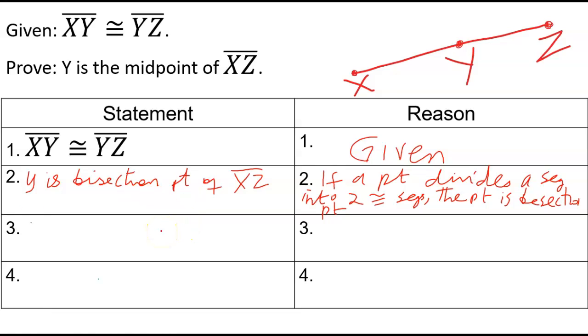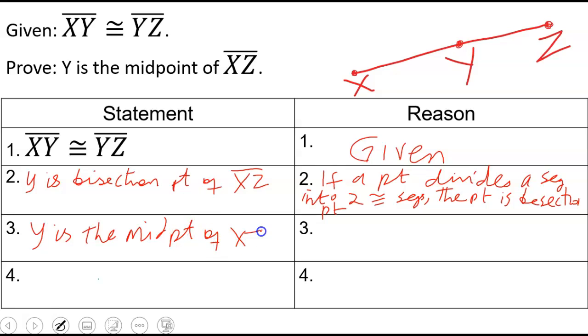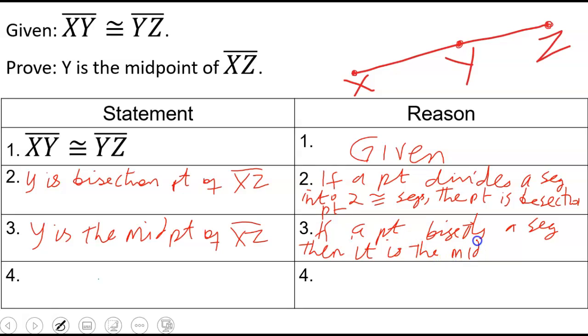Okay, then next, now we can say that Y is the midpoint of segment XZ, because by the definition of the midpoint, you use the word bisect, so we have brought the bisection up here. So we can say if a point bisects a segment, then it is the midpoint of the segment.